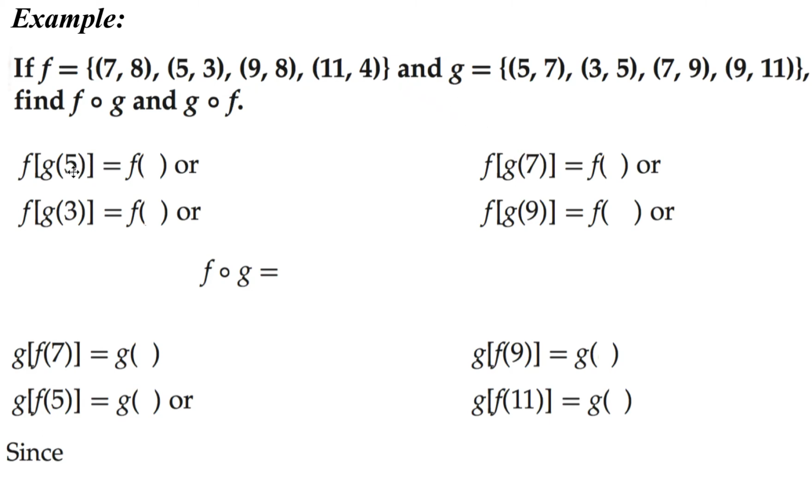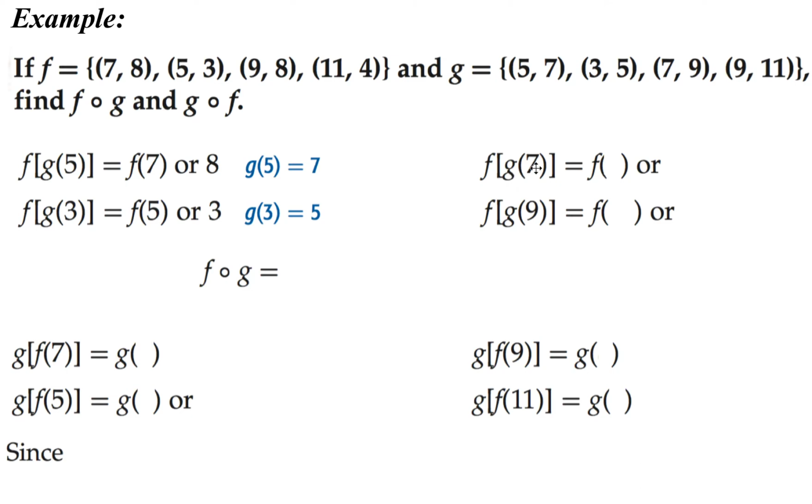Function g maps the number 5 to 7. So that's going to become an input for function f. Function g maps 5 to 7, but what does function f do to 7 as an input? It maps 7 to 8. So the output is 8. Function g maps 3 to 5. So then we're going to take 5 and use it as an input for function f. Function f maps 5 to 3. So 3 is our output.